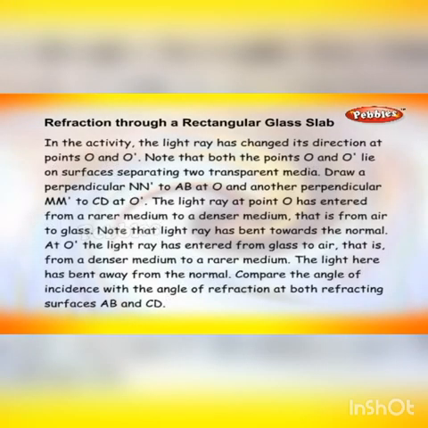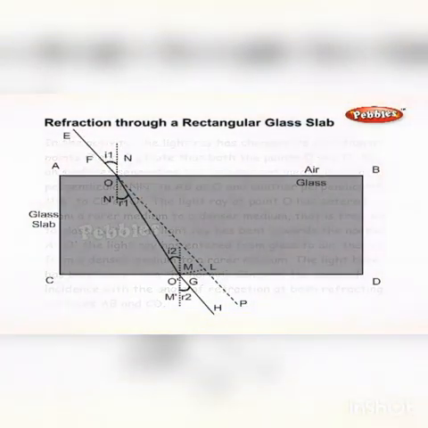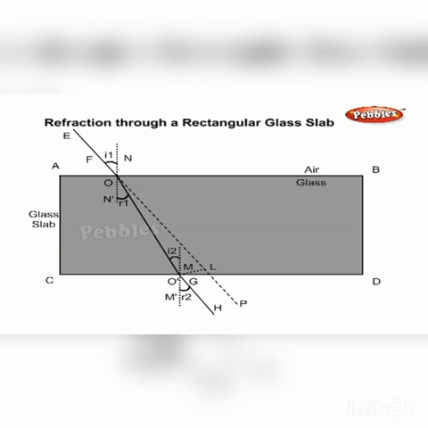In the activity, the light ray has changed its direction at points O and O dash. Note that both the points O and O dash lie on surfaces separating 2 transparent media. Draw a perpendicular NN dash to AB at O and another perpendicular MM dash to CD at O dash.